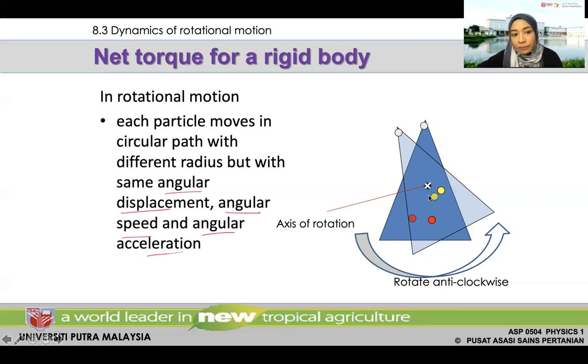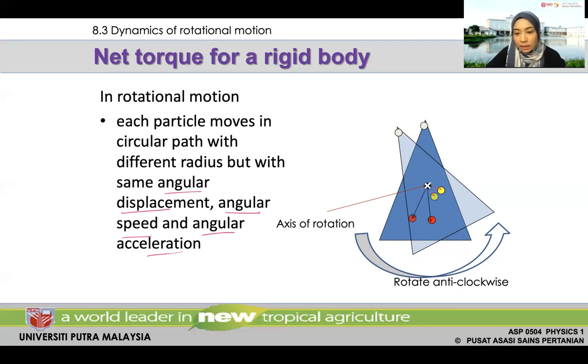of rotation. Now try to imagine this as if we're talking about torque equals to rF. Imagine that the particle is our F, this is the radius. This is our F, this is the radius. They have different radius. But if I rotate this triangle, they all move at the same theta, but they have different radiuses. So they would contribute differently.